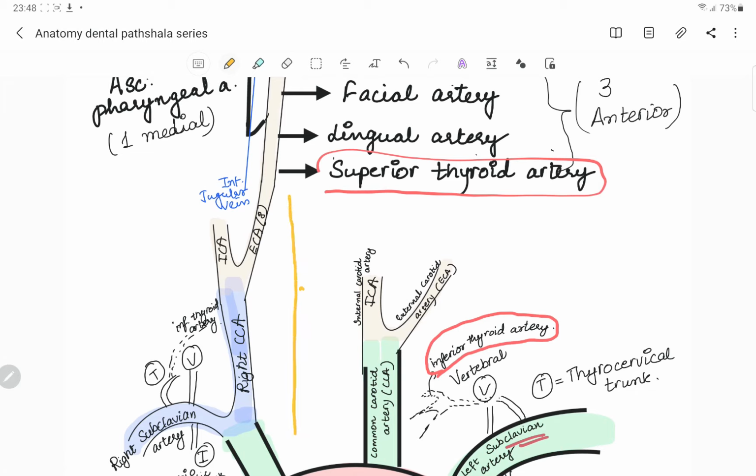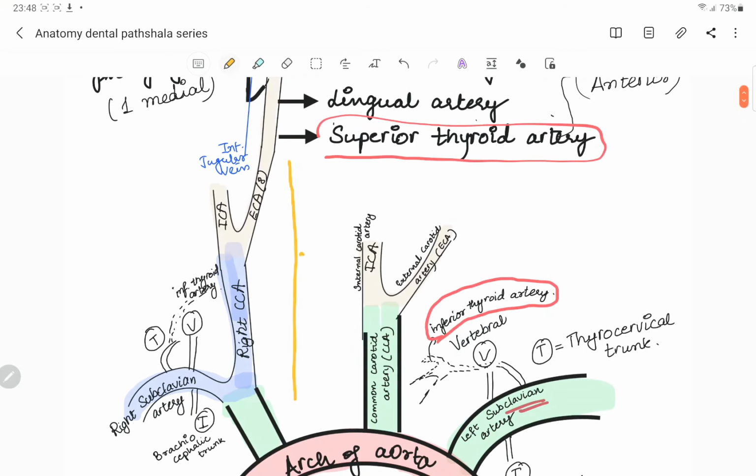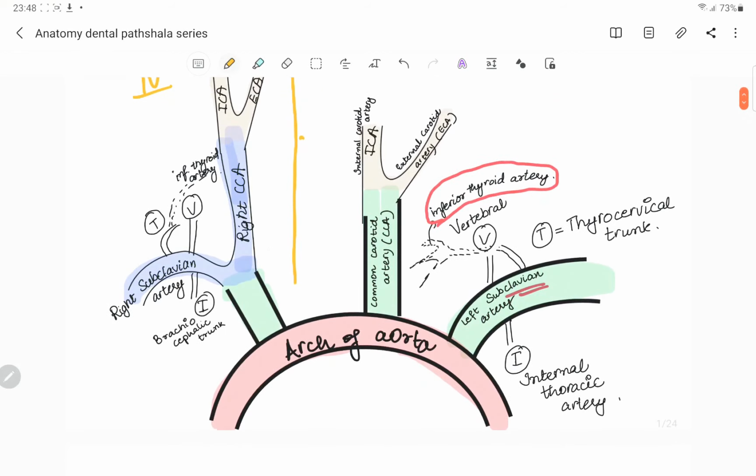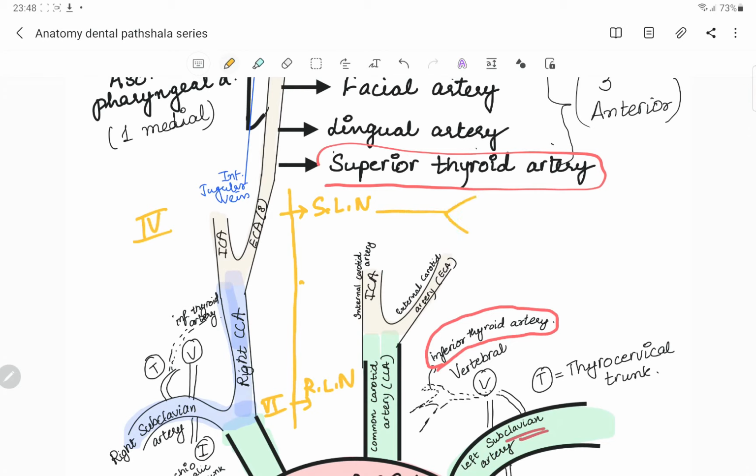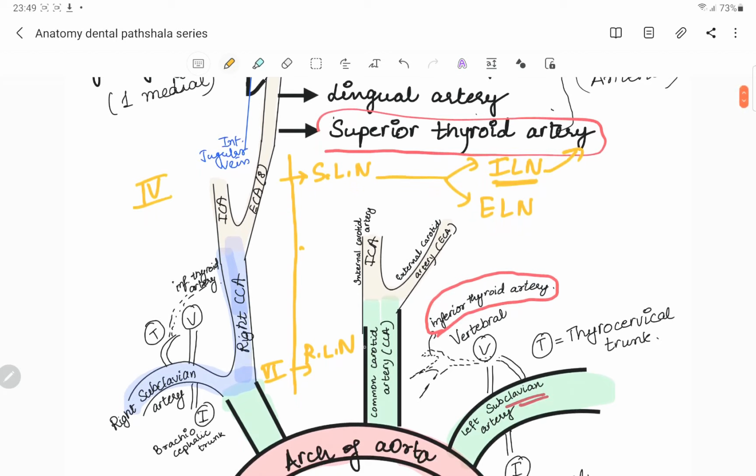Now the vagus nerve, once we recall our pharyngeal lecture series, we have studied that the fourth pharyngeal arch has the supply of the superior laryngeal nerve. On the other hand, the sixth pharyngeal arch gives rise to the recurrent laryngeal nerve, which is also a branch of the vagus nerve. The superior laryngeal nerve also gives rise to two branches, the internal laryngeal nerve as well as the external laryngeal nerve. Remember that the internal laryngeal nerve accompanies the superior thyroid artery, while the recurrent laryngeal nerve accompanies the inferior thyroid artery.